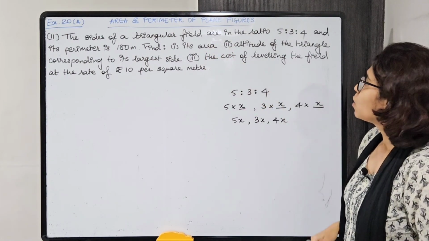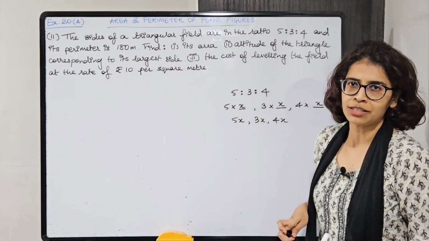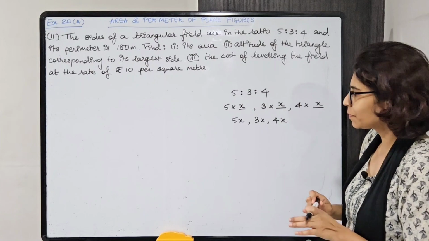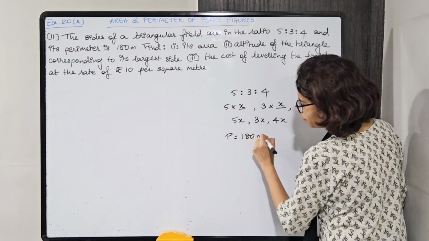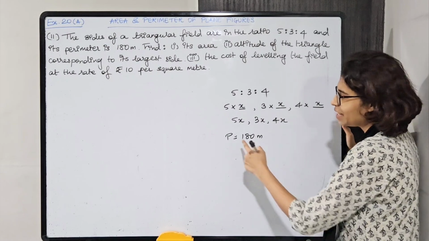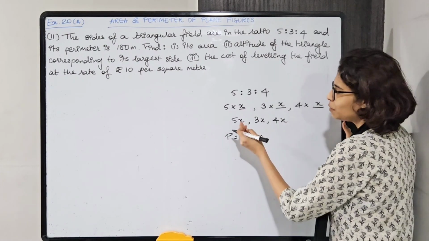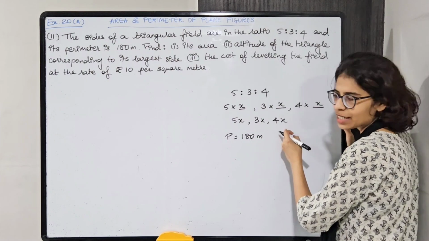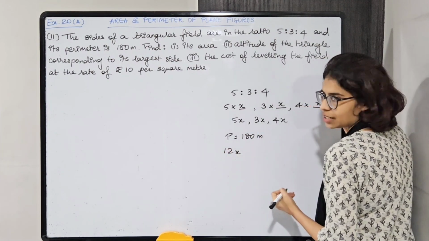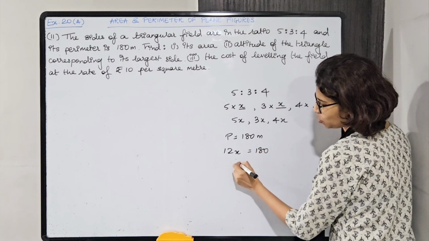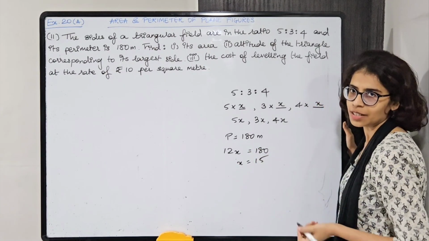Okay, what else are we given? We are given the perimeter. Perimeter is 180 meter, so the unit is meter. Now perimeter is the sum of all the sides, right? So it will be 5x plus 3x plus 4x. So that will give 12x, right? 12x will be equal to 180. So x we will get as 180 by 12, which is 15.